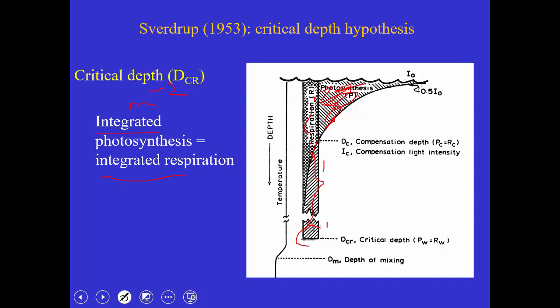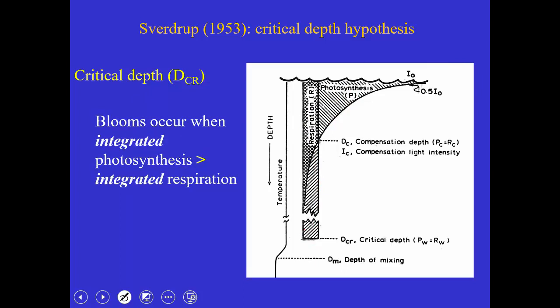And this is precisely what you will be exploring for the homework. And what we hope to do on Thursday is to provide you with the tools for looking at these equations using Excel to answer this question. So Sverdrup hypothesized that blooms would occur when integrated photosynthesis is greater than integrated respiration. So in other words, when the gains of photosynthesis are greater than the losses due to respiration.